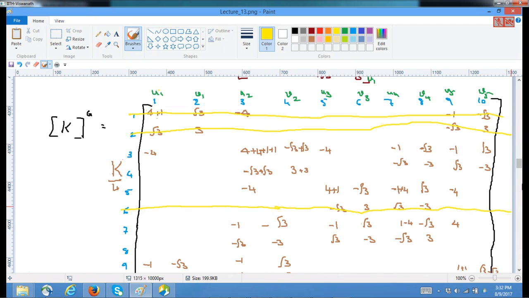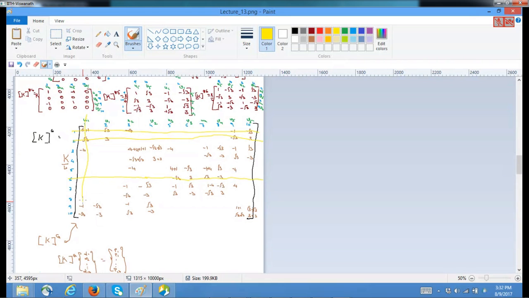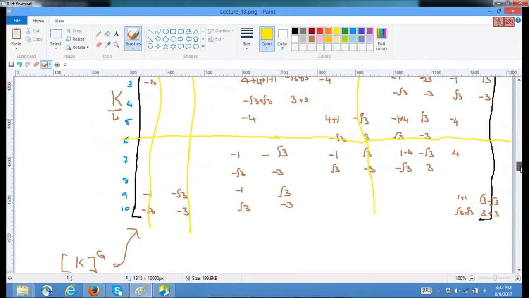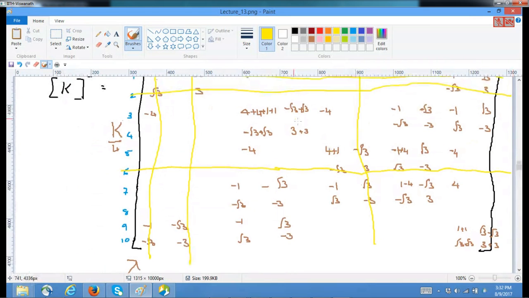Similarly, v1 is eliminated and v3 is eliminated. So anything that remains in between will give you my KUU. So this thing remaining is your KUU. So just rewrite it by taking this one as n.